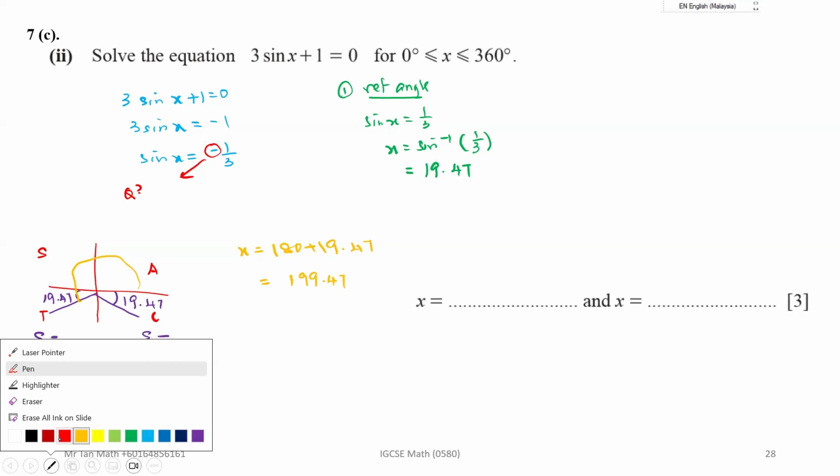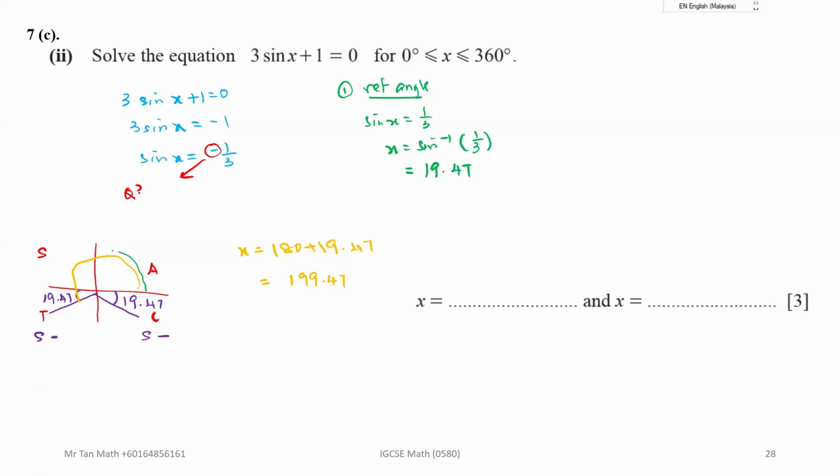So the second x, from here, go up all the way to here. Just do 360 minus 19.47. So equal to 340.53. So your x will be 199.5, 1 decimal place, or 340.5, 1 decimal place.